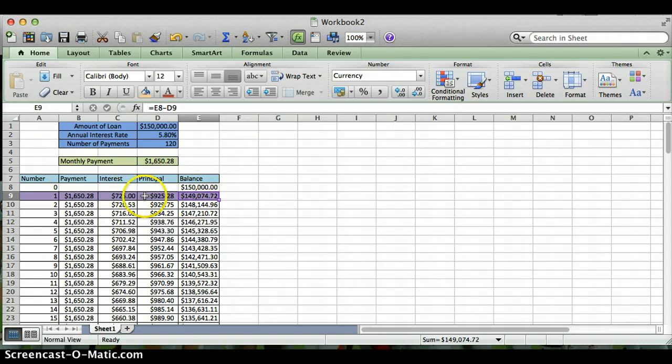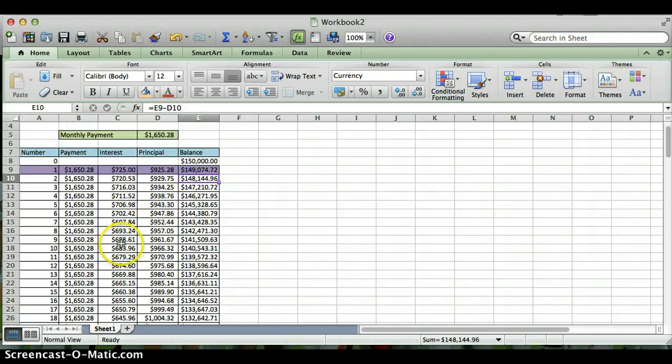So it's 150,000 minus your principal for that month, and then you get this number. And as you go down, it's the same thing. You just take this number and subtract it by this number, and then you get this number.